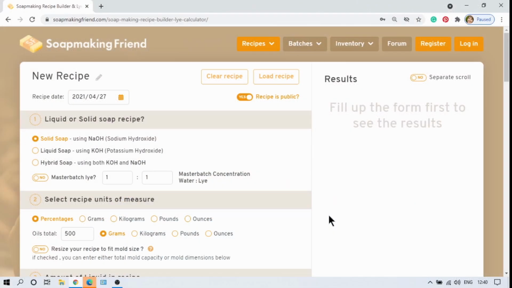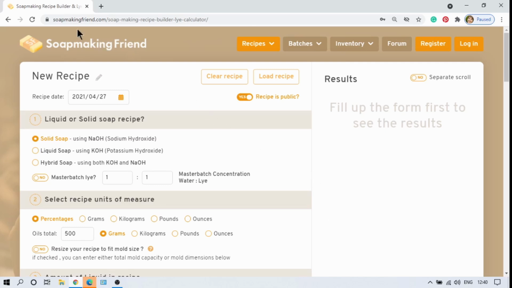So I'm going to show those two options in a different video, just to keep this one as short as possible. So let's jump right into it and let me show you how to use a soap calculator to make your life easy. The soap making calculator, or the lye calculator that I'm using, is soapmakingfriend.com.